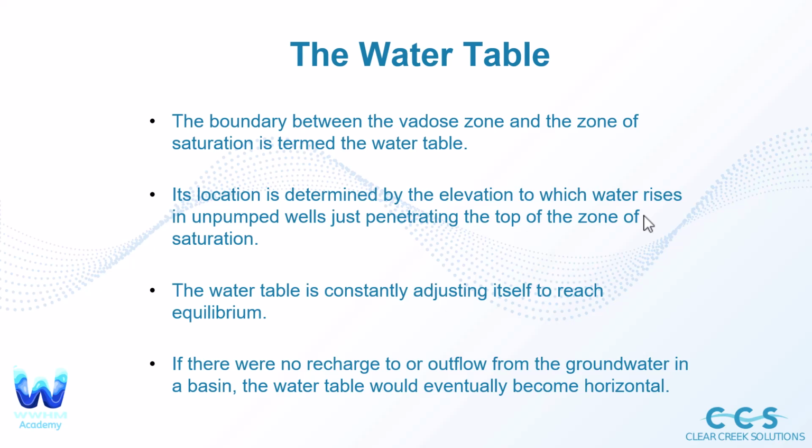If there were no recharge to or outflow from the groundwater in a basin, the water table would eventually become horizontal, right? But that's not really realistic. But if that were the case, then the water table would just remain static, right? It's just like if you filled a bucket up with water indoors, that water table is going to be the same because there's no inflow and no outflow. But that's not really what occurs in natural environments.